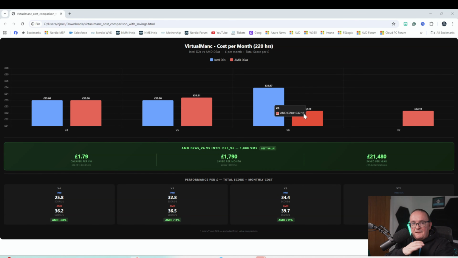Obviously AMD is trying to compete with Intel, so maybe that's why they reduced the price a bit to make it cheaper. And obviously they put a lot of time and effort into the performance of those VMs as well. That's definitely showing in the data that we've got here.